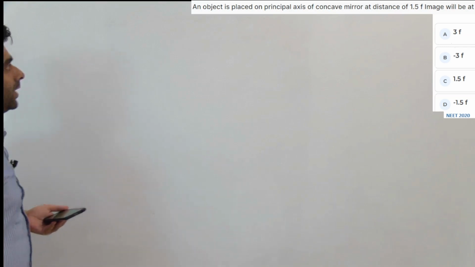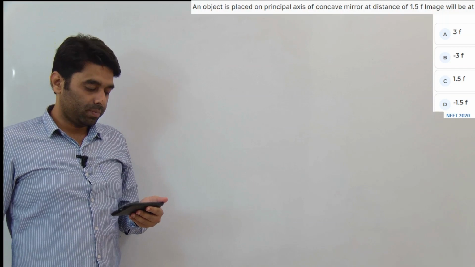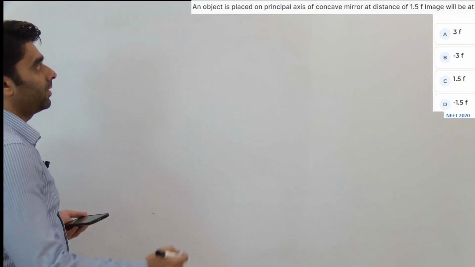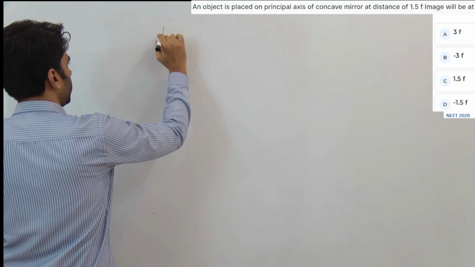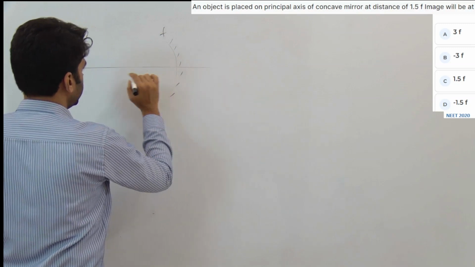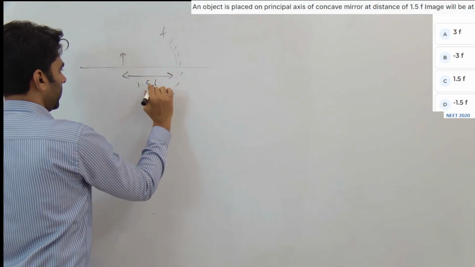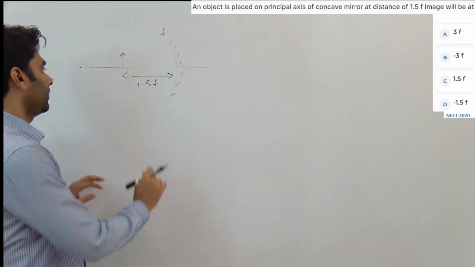Yeah. Next, we have a mirror question. It says, an object is placed on the principal axis of a concave mirror at a distance of 1.5 f. This is our concave mirror, focal length f, and the object is placed at 1.5 f, right? They are asking us the image position.